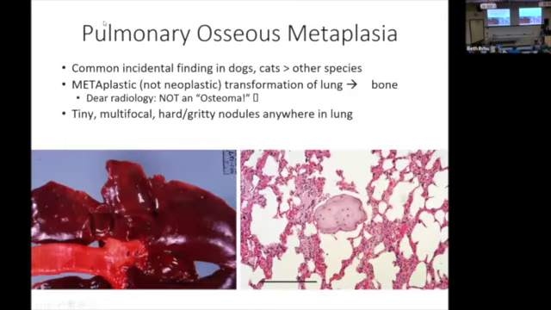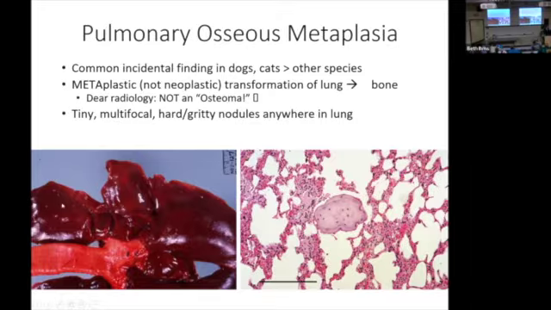Pulmonary osseous metaplasia. So it's not really a lesion, it's an incidental finding. This is primarily in dogs, cats, but it's usually middle-aged to older animals. This is a metaplastic, not neoplastic change. Do you remember metaplasia? There's one tissue type to another tissue type. So we're going lung to bone. This one, they're very tiny. They cause no problem at all.